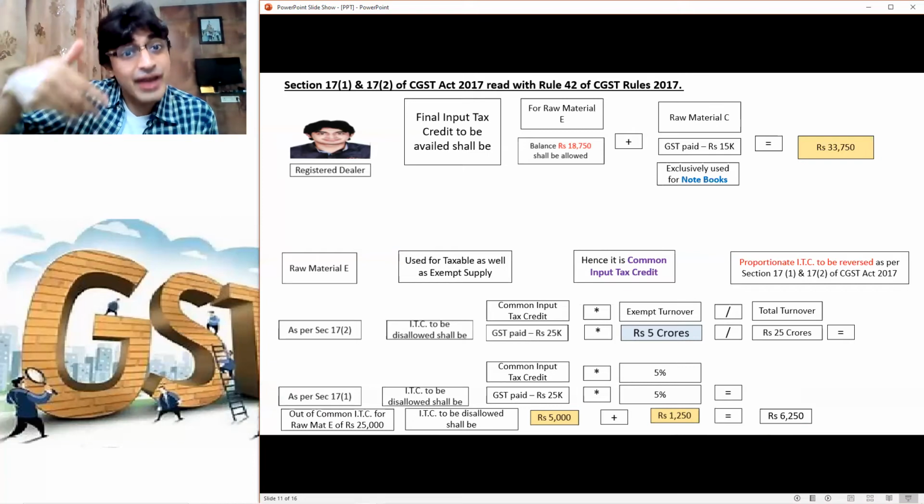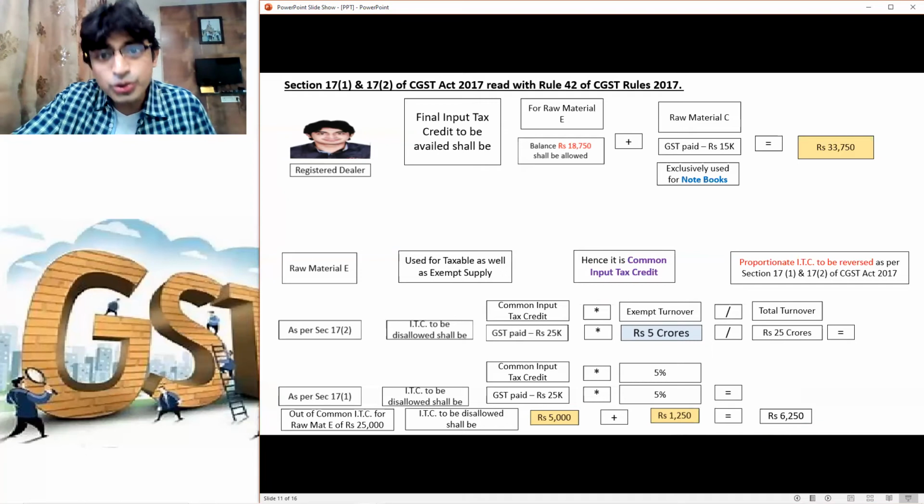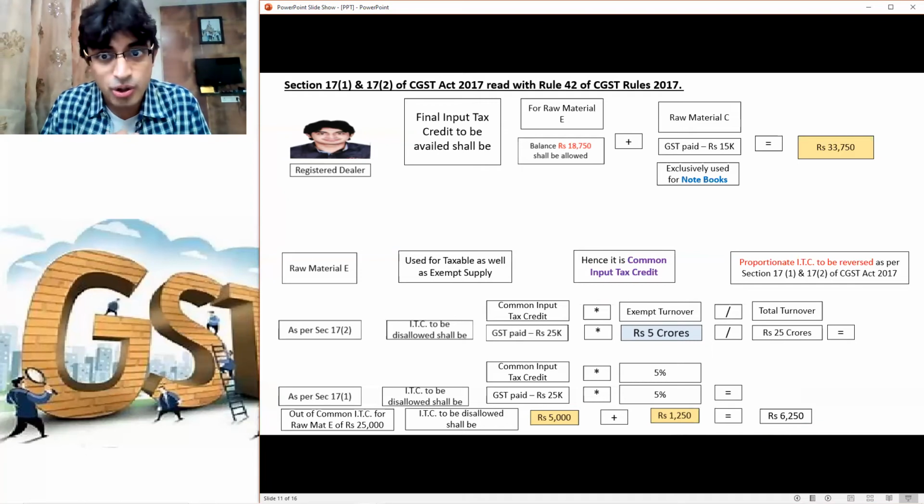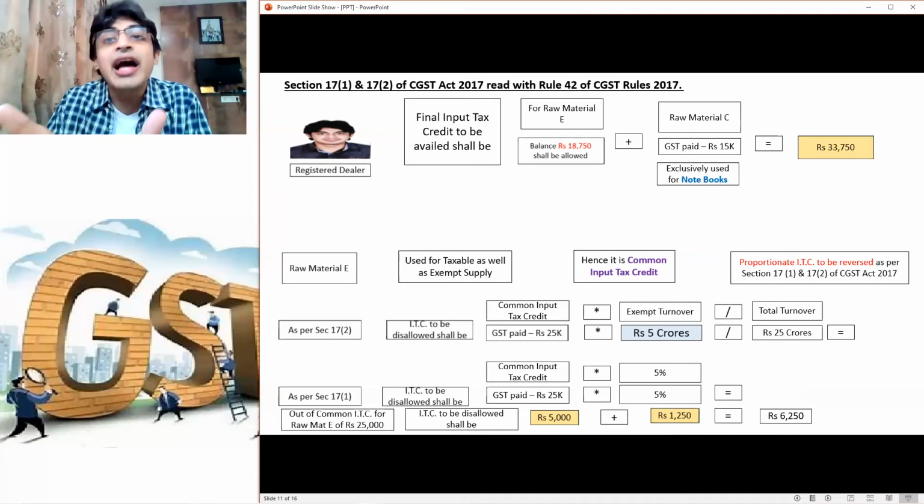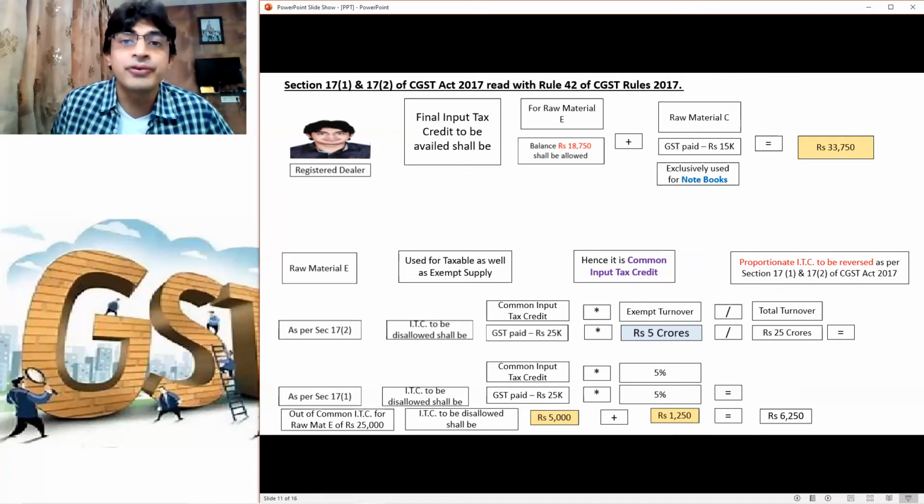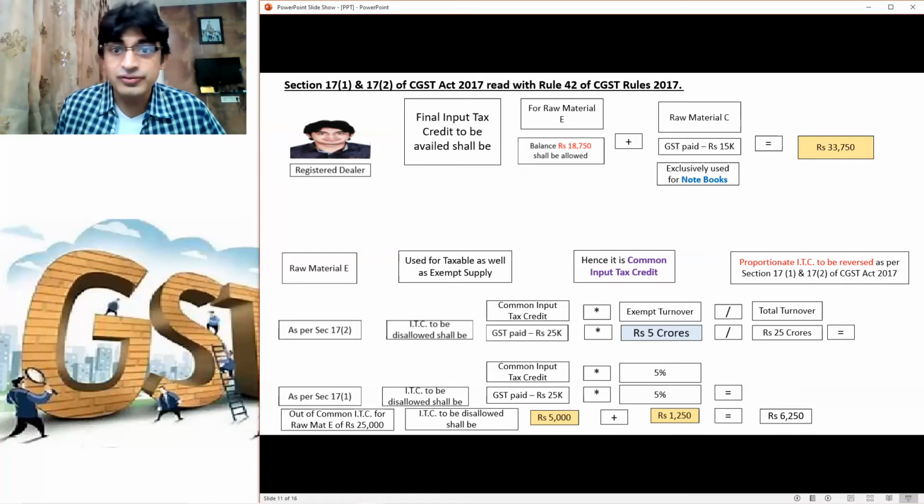Okay, so consultants, auditors, we need to do this work. We have to identify exempt goods, exempt services, and we need to do this working for our GST audit. And students, such case studies are coming in the exam. So now you have just a few days left for the exam. Please refer to this. There are a few more case studies which I will do.